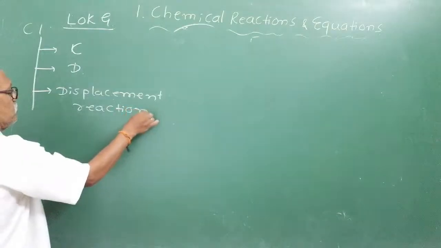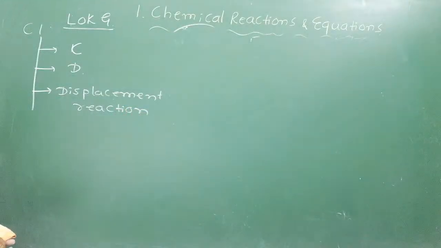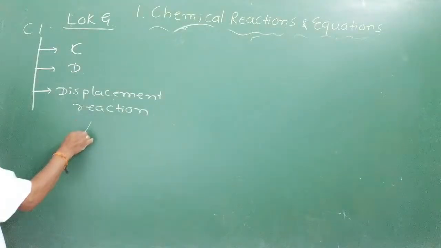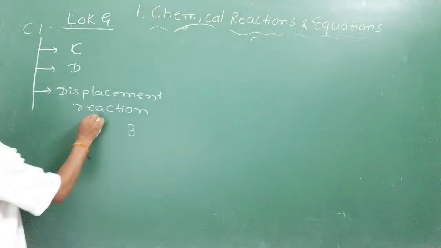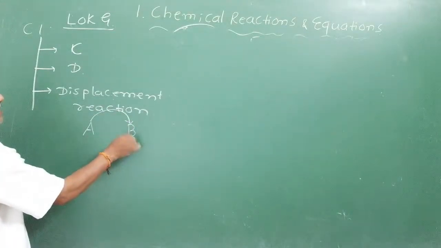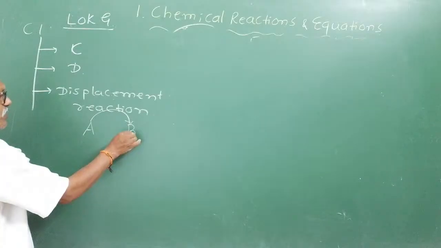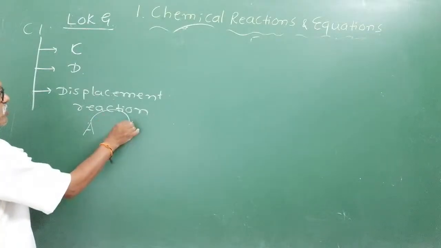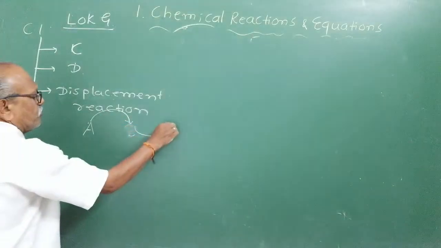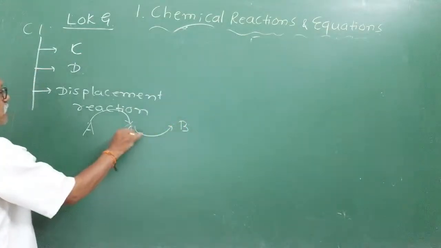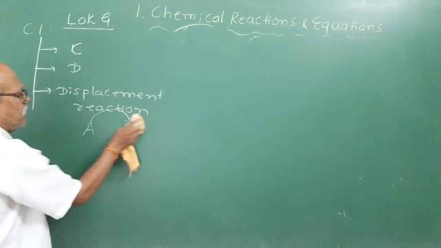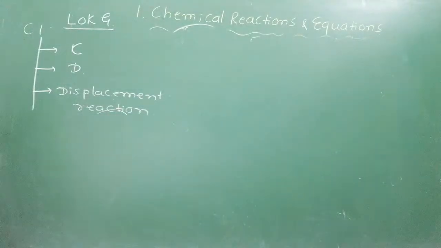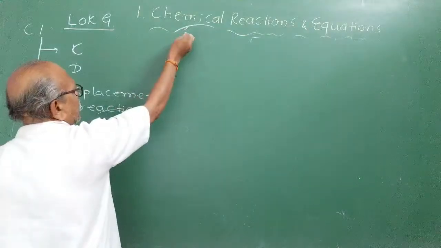Displacement reaction. What do you mean by displacement? Displacement means, suppose Mr. A is sitting here, Mr. B is sitting here. If Mr. A displaces Mr. B, means occupies the position of B, and B is replaced from it, B goes away, A comes to the position of B, then it is called a displacement. That is the meaning of displacement. You can write the definition of displacement reaction.